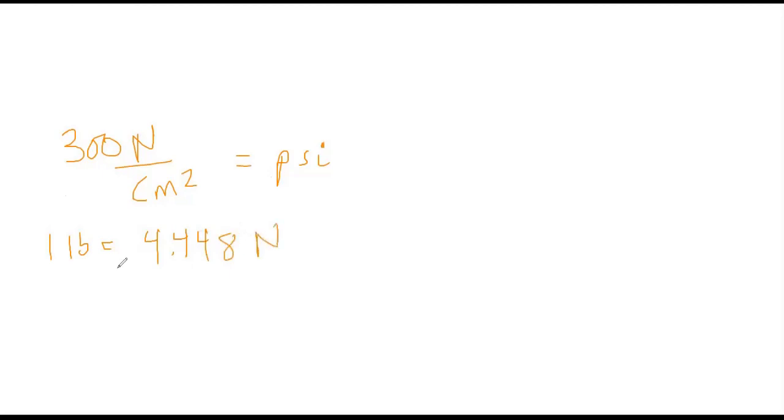4.448 newtons. 1 pound is 4.448 newtons. And there's 1 inch is 2.54 centimeters. Okay. Those are your conversions. See if you can do this one. It's a little trickier.